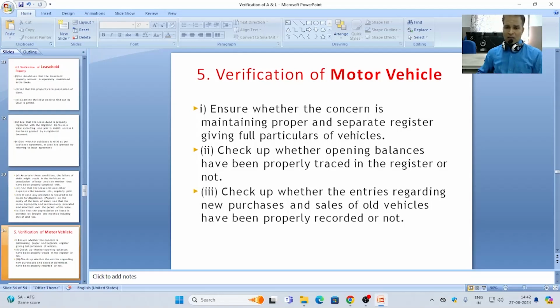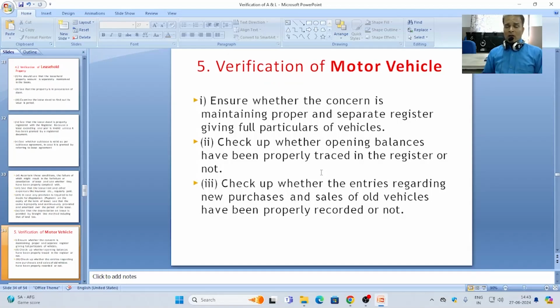Auditor should check whether opening balances have been properly traced in the register or not. Auditor should check whether the entries regarding new purchase and sales of old vehicles have been properly recorded or not. Properly recorded means if there is some loss or profit on the sale of an old vehicle, then it should be accounted for in the profit and loss account properly.